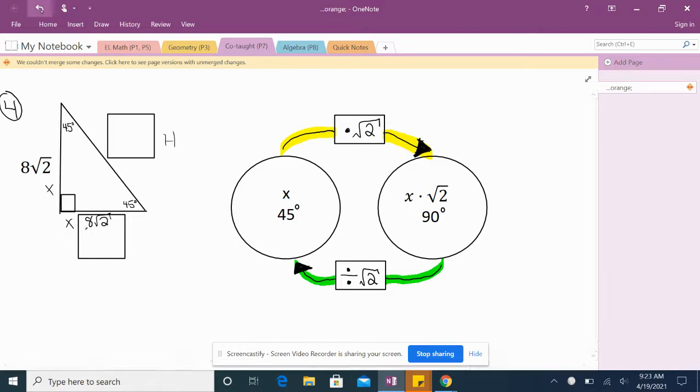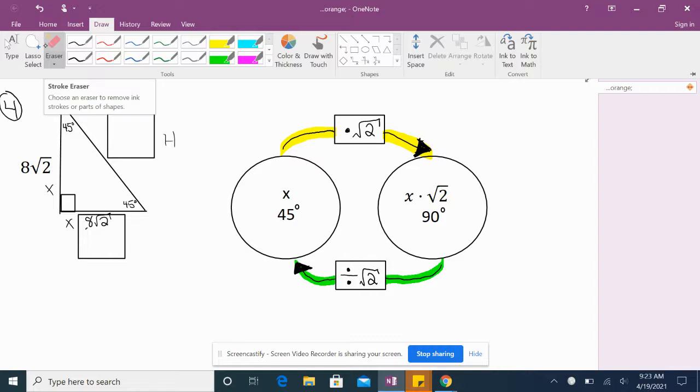So this is 8 square root 2. So I'm just going to keep it the way it is.